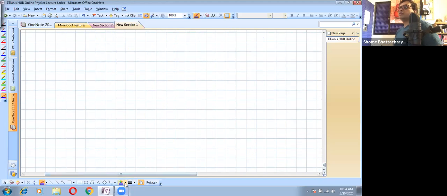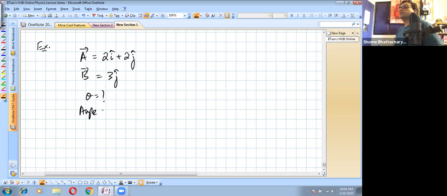So let's start with one example which is very, very easy to interpret. If I have the vector A, which is, suppose, 2i cap plus 2j cap. Now I have the vector B, which is 3j cap. And I ask you what is the angle between the vectors A and B.